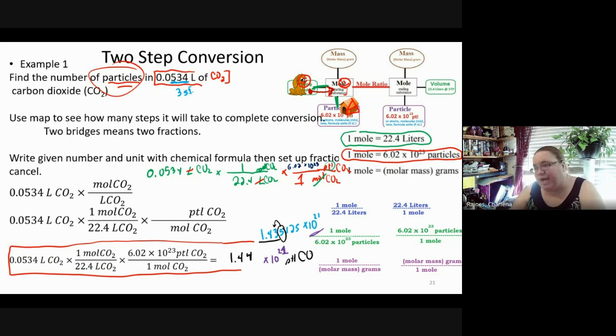Particles of CO2. I got to put the clothes on the number. If it doesn't have its units and its chemical formula, it is running around naked. And we do not like naked numbers in chemistry.